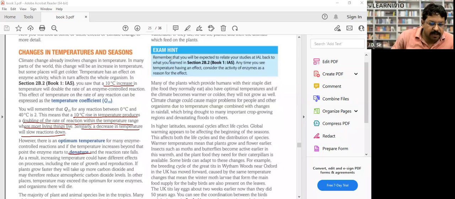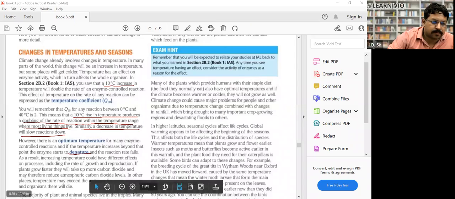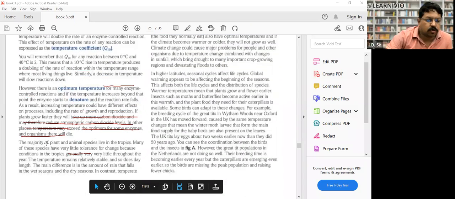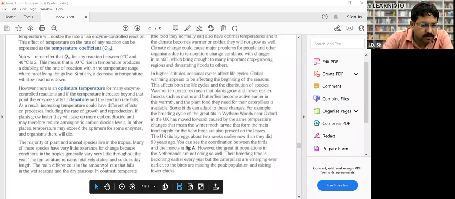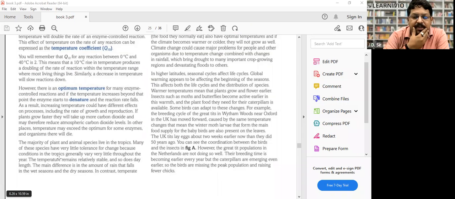The majority of plant and animal species live in the tropics. Many of these species have very little tolerance to change because of the conditions of the tropics. So in the tropical areas, the majority of the biodiversity is there, and the weakness or limitation of the plants is that they cannot tolerate too high or too low a temperature.